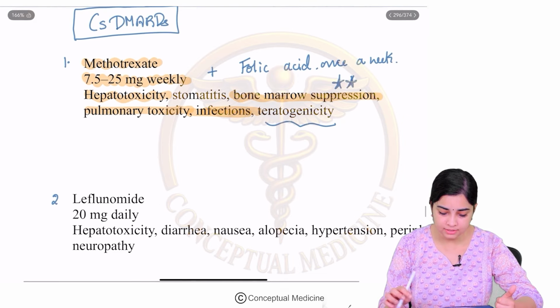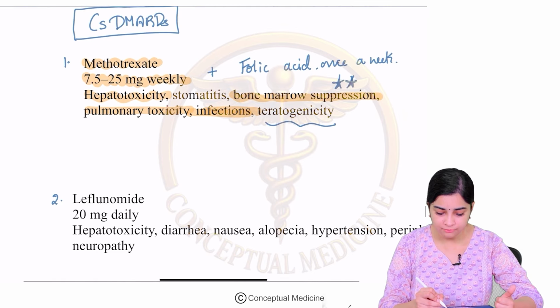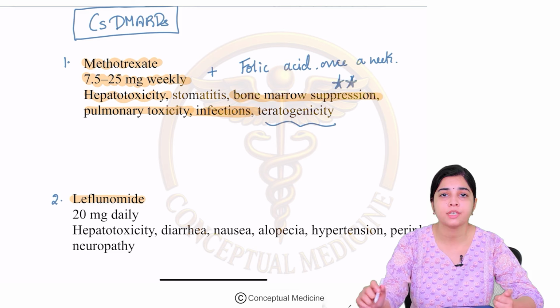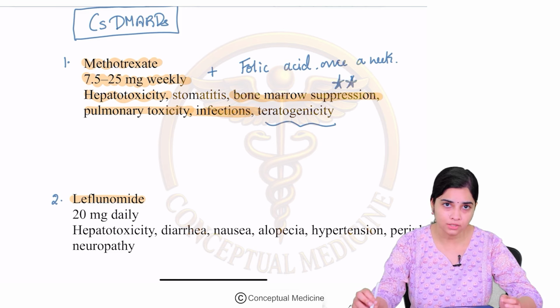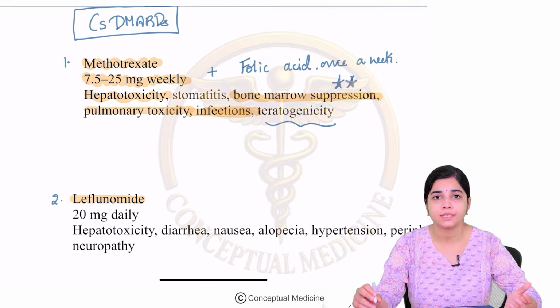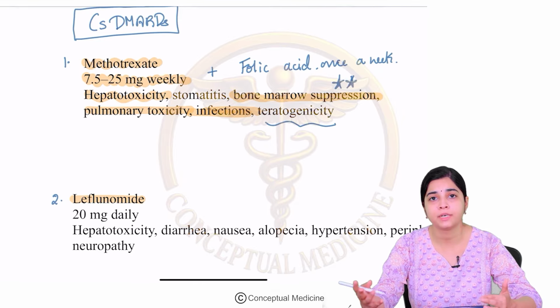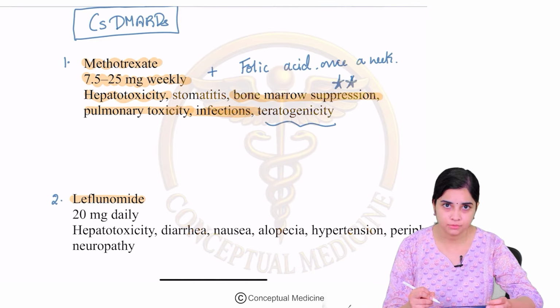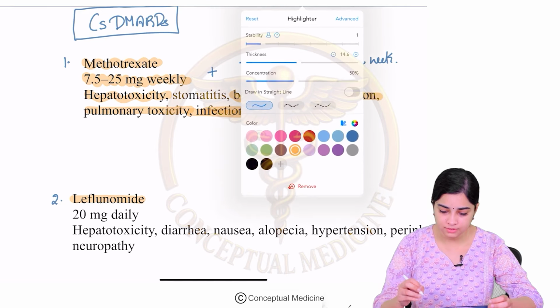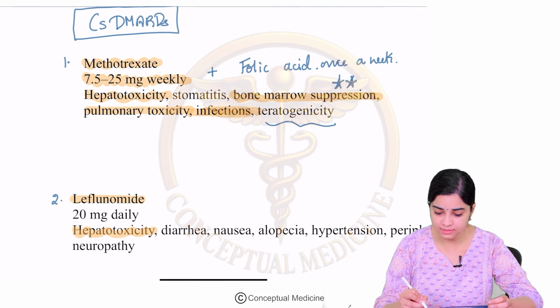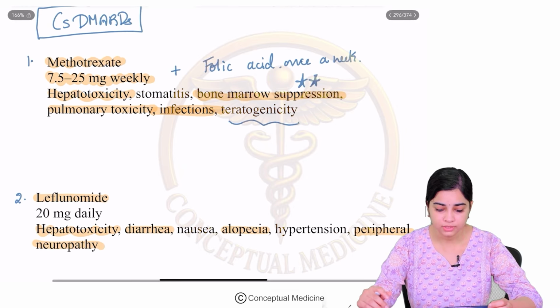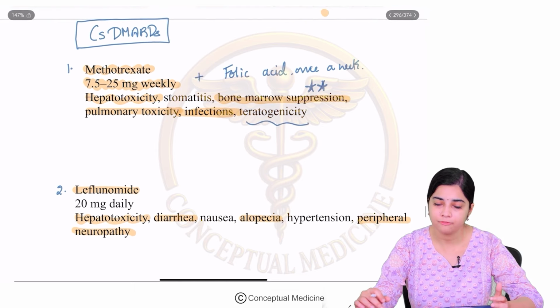Then the other DMARD is your Leflunomide. Leflunomide is a newer drug which is being used especially in conditions where Methotrexate is not tolerated, or if you have an underlying ILD where you suspect that Methotrexate may not be tolerated, then you may have to give Leflunomide. Leflunomide can also be given as an add-on therapy or a switching therapy. This is given at a dose of around 20 milligrams per day. And remember, the important side effects include hepatotoxicity, diarrhea, alopecia, and peripheral neuropathy, right? So these are the important side effects of Leflunomide.